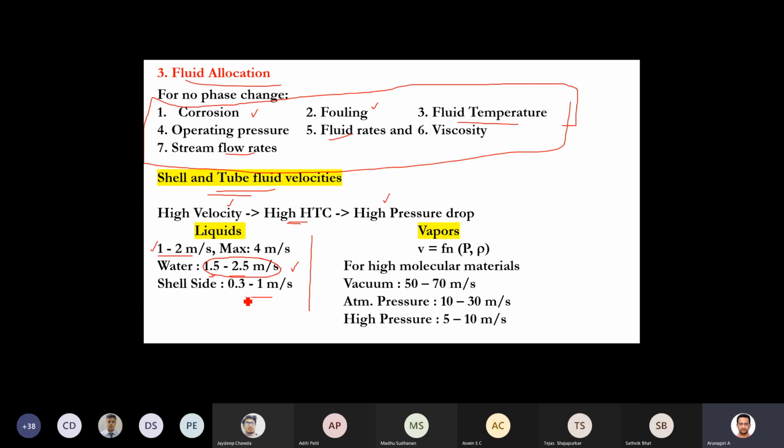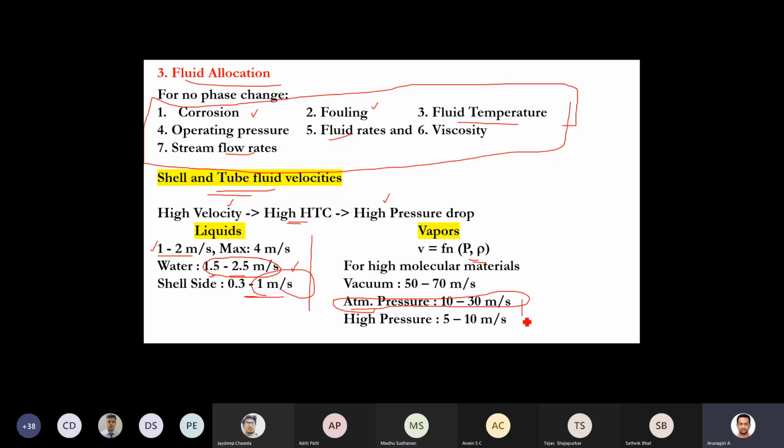In shell side, normally the velocity range of liquids will be around 0.3 to 1 meters per second. Otherwise, if you go beyond this, it will develop more pressure drop. In vapor side, the velocity will be a function of pressure and density. For high molecular weight materials, as I told in some of the classes, when you use them at atmospheric pressure, the velocity range will be around 10 to 30 meters per second, sometimes 10 to 20 meters per second.